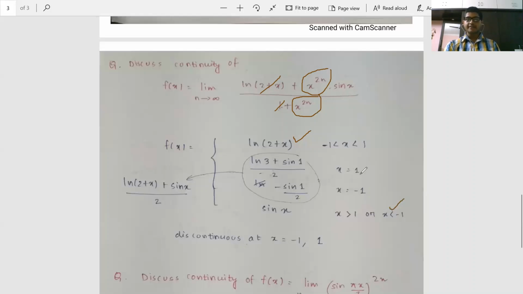Now let us evaluate at x equal to 1. You can just put x equal to 1. So putting x equal to 1, you get ln 3 plus sine of 1 by 2. Okay. And if you put x equal to minus 1, you are going to get ln 1, that is 0, and it is sine of minus 1 by 1 plus 1, 2. So minus sine of 1 by 2. Fine. So just taking it as a whole, we can say that when x equal to plus or minus 1, we can evaluate the function f(x) as ln of 2 plus x plus sin x by 2.